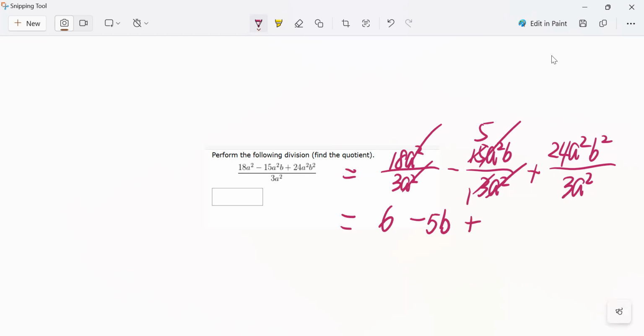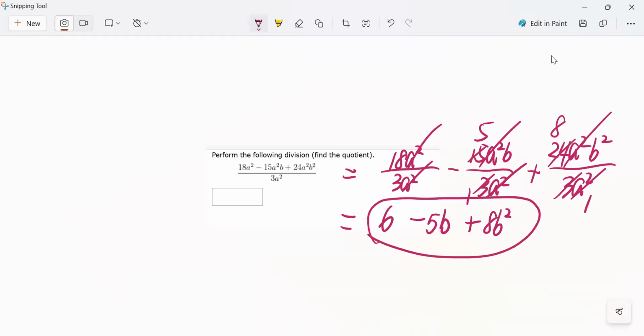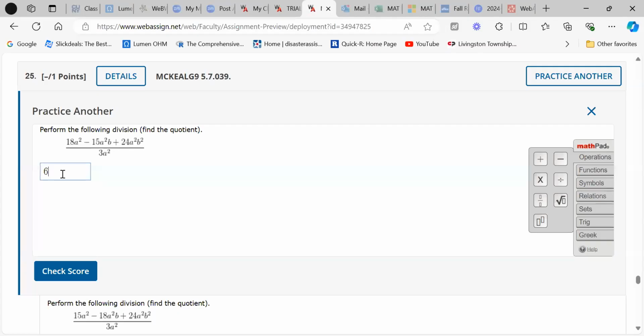Third one, 3 goes into 24 eight times, a squared cancels, and the bottom becomes 1. So it's 8ab squared over 1, which is just 8ab squared. So the answer is 6 minus 5b plus 8ab squared. Any question about this?